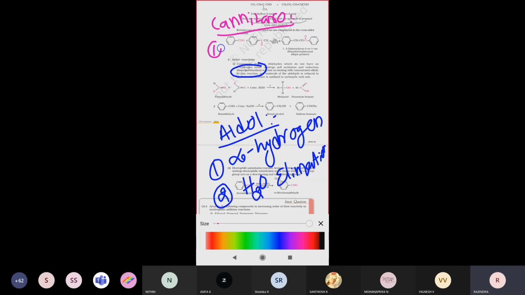Take an aldehyde that has no alpha hydrogen atom. No alpha hydrogen atom is required. As well as, during this Cannizzaro reaction, no water molecule is eliminated.